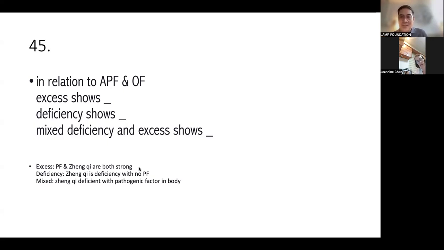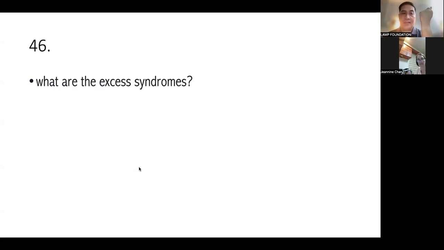Excess: both the pathogenic factor and the Zheng Qi are strong. Deficiency: there is no pathogenic factor, but the Zheng Qi is deficient, so everything is lacking. Mixed: the Zheng Qi or anti-pathogenic factor is deficient, and the pathogenic factor is present. Apologies, it's APF and PF, not O.